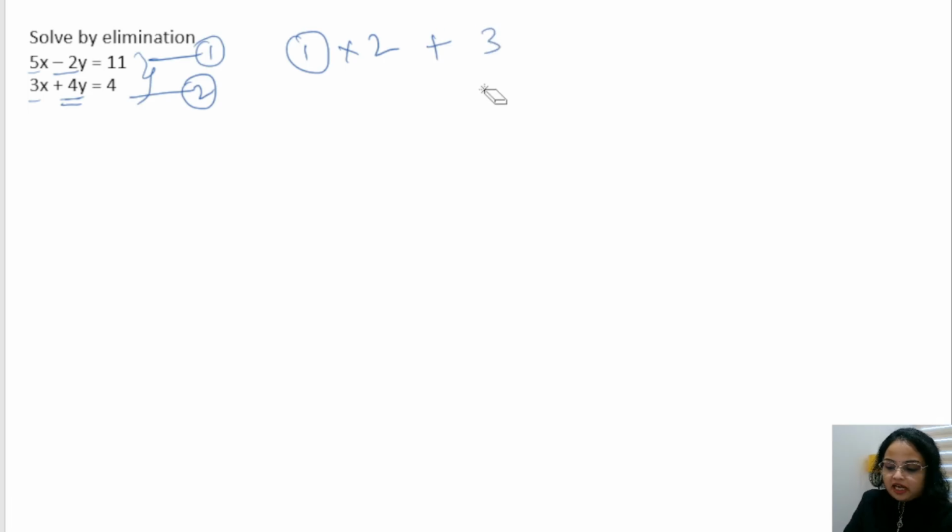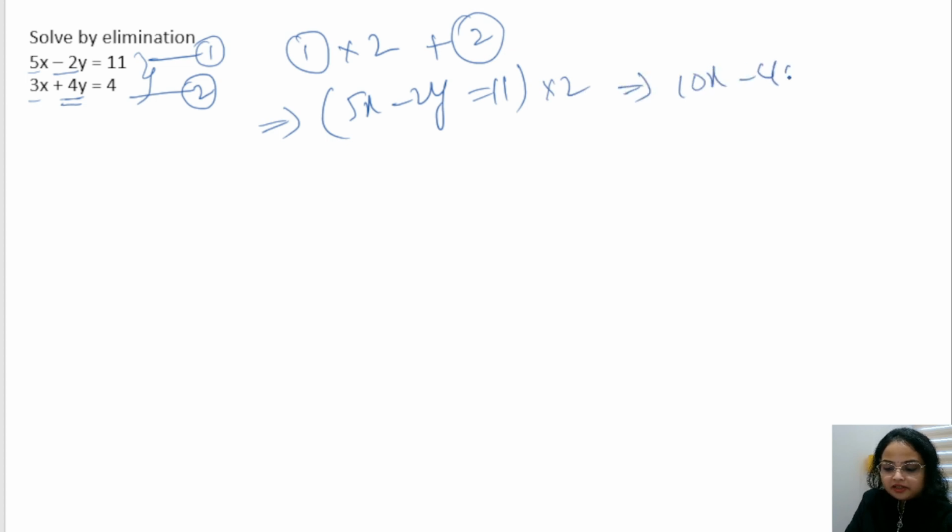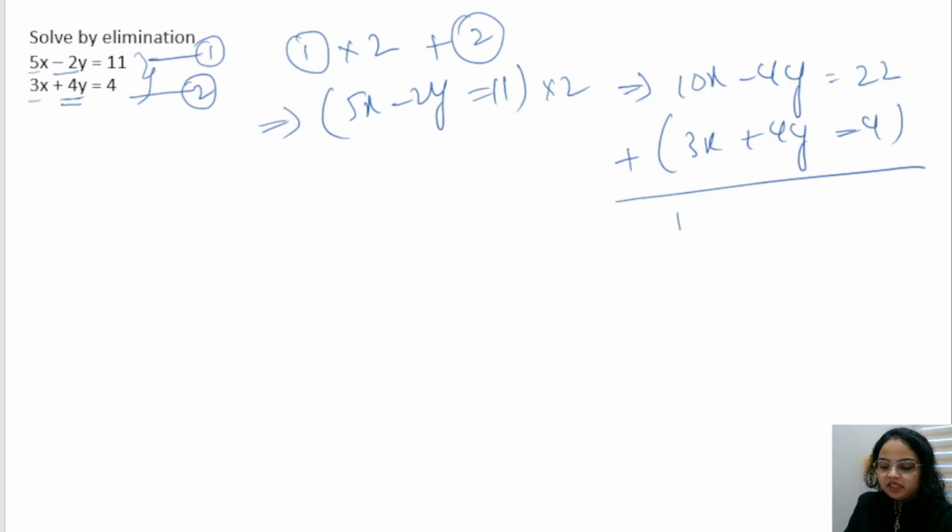Okay. So I will add these two. First equation I will multiply with 2 and then I will add with second equation. So first equation if I multiply with 2, what will I get? 5x minus 2y is equal to 11 into 2. This is 10x minus 4y is equal to 22. And then I will add with 3x plus 4y is equal to 4. Okay. 10 plus 3 it is 13x. See, minus 4y plus 4y will be cancelled, is equal to 22 plus 4 it is 26. I'll get here x is equal to 26 by 13, it is 2.